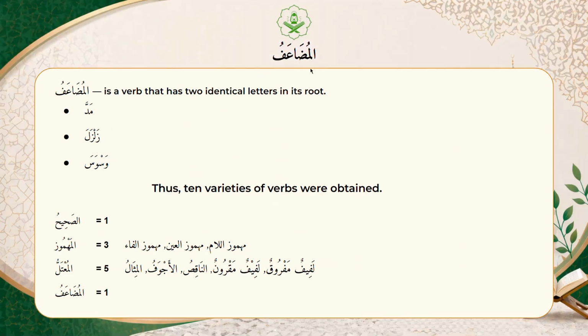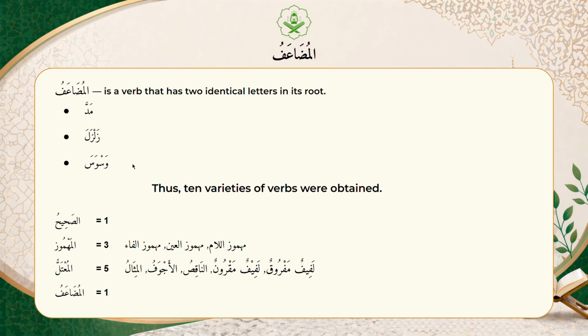So this type will be called لفيف مفروق. Okay, and the last type is مضاعف. المضاعف is the verb that has two of the same letters, like مد. مد has two dals, like we see in the شدة, and it doesn't matter whether it is ثلاثي or رباعي, 4 letter or 3 letter roots. And also زلزلة, we have two zals and also lam, and also وسوسة, it has two waws and two sins.